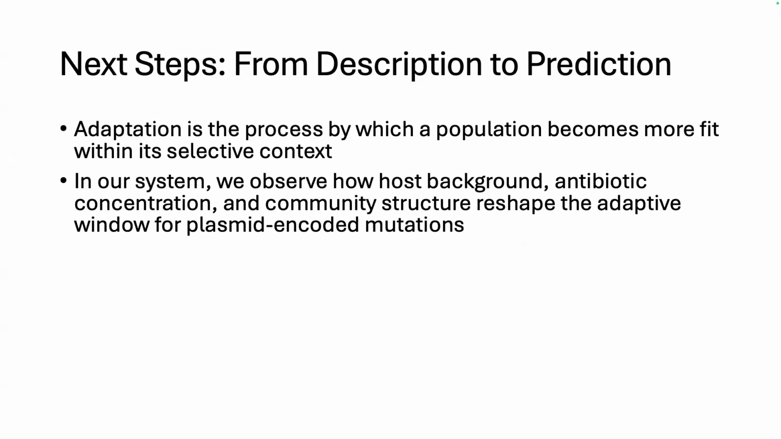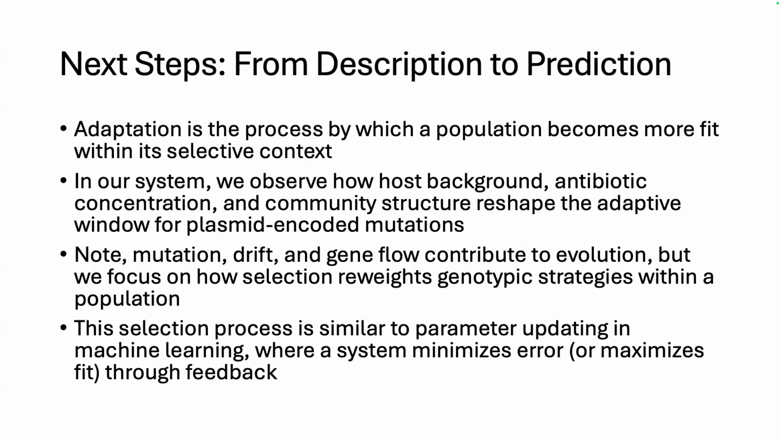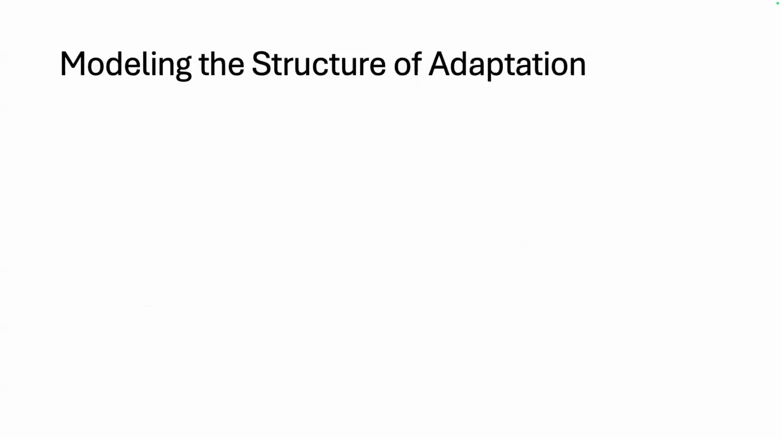So in our system, we observe how host background, antibiotic concentration, and community context reshape the adaptive window for plasmid-encoded mutations. And I'll note that mutation, drift, gene flow, things that we think of as a little bit more stochastic, do also contribute to evolution. But what I'm focusing on is this kind of deterministic reweighting of genotypic strategies within a population driven by natural selection. And I believe that this selection process is actually similar to parameter updating in machine learning, where a system minimizes error or maximizes fit through feedback. And I want to leverage that analogy to actually model the structure of adaptation.